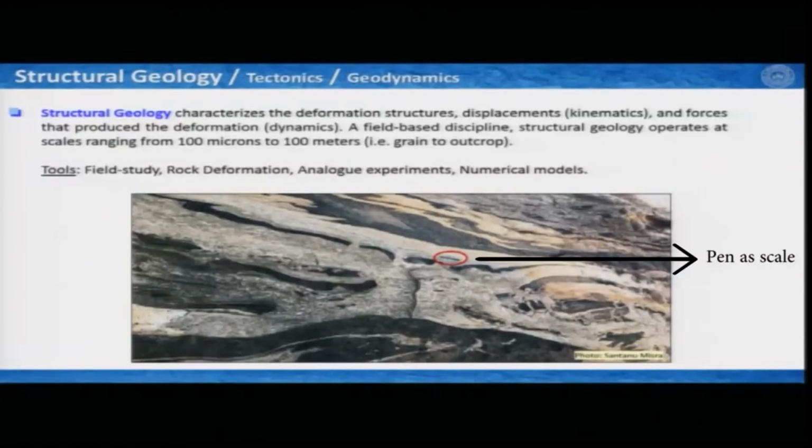But the fundamental difference between these topics is the scale of observation. Structural geology is generally a field-based discipline, and it operates from a very micro scale, about 100 microns or less, to 100 meters or maximum 1 or 2 kilometers. So you can say that from a grain to outcrop, if you study rocks, then you are doing structural geology, of course in the context of deformation. The tools used to study structural geology include field study, that's very important, rock deformation experiments, you can do analog experiments, and essentially numerical models.